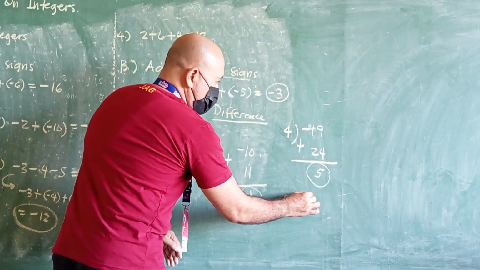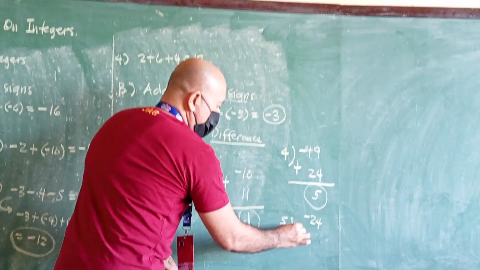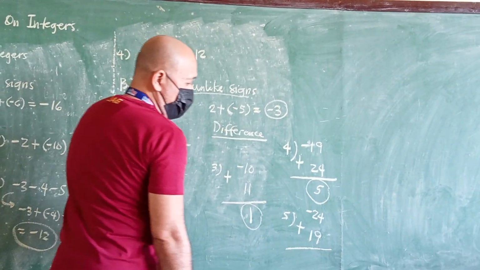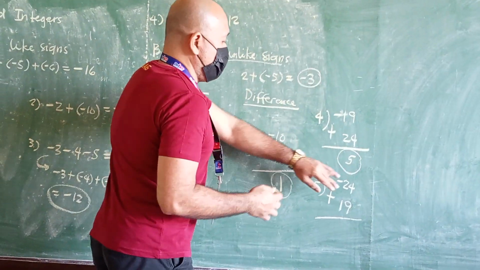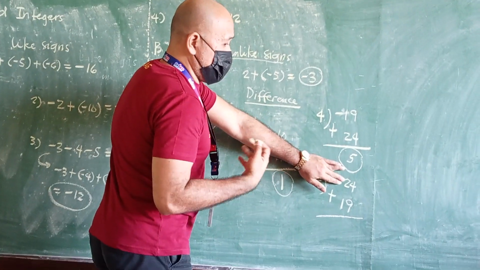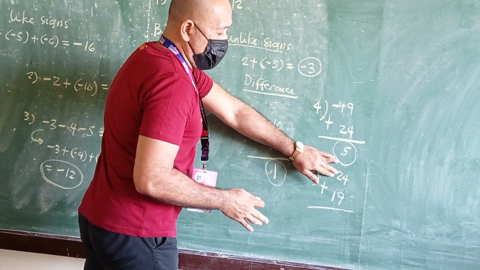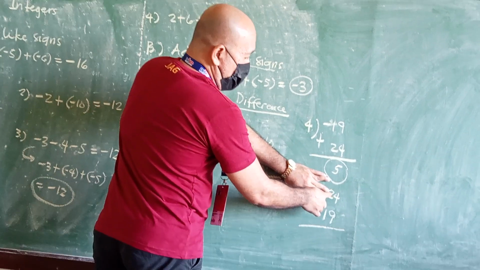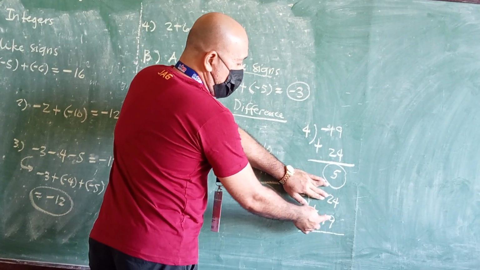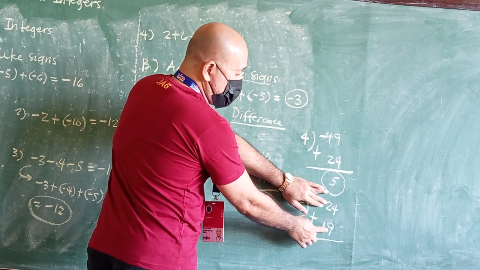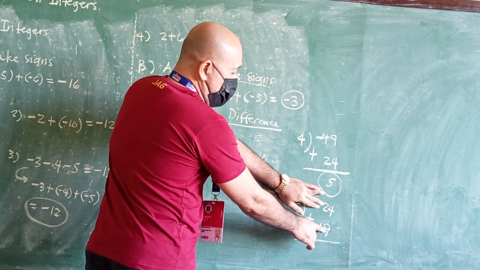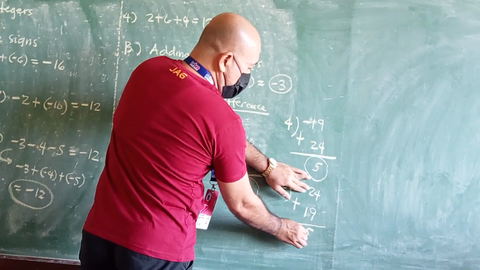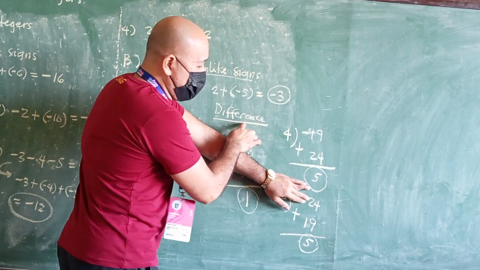It is now negative 24 plus positive 19. So the same, you always cover up the negative sign because with the idea of absolute value, you are removing the negative sign. So it is now 24 and 19. You ask from the smaller, what number you should add to 19 to get 24. And that number is 5. So 5 is your difference.